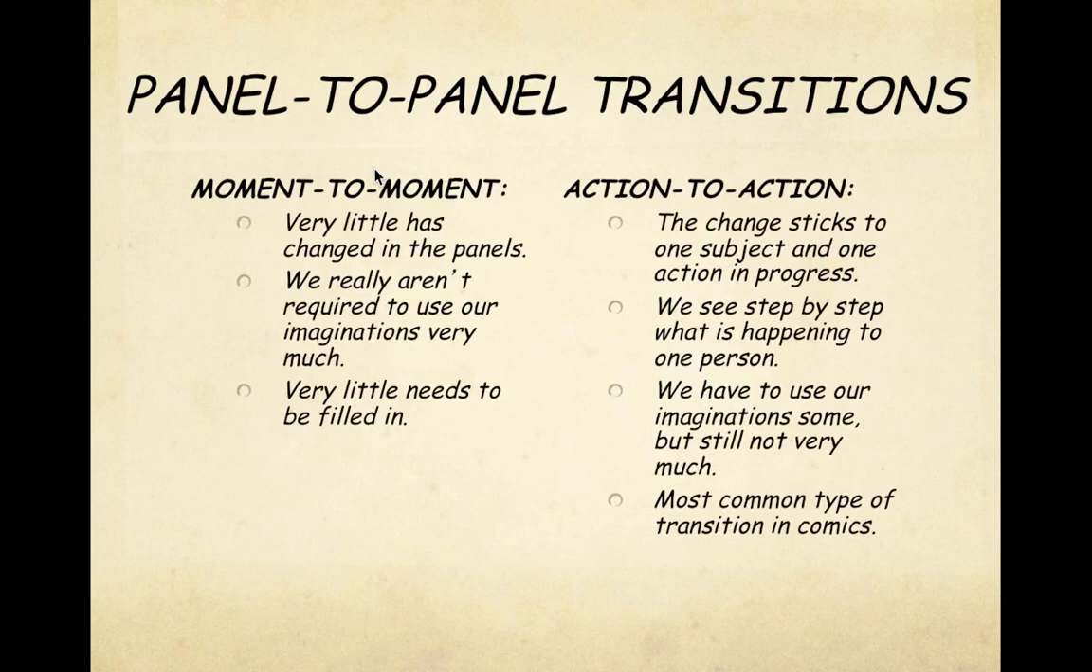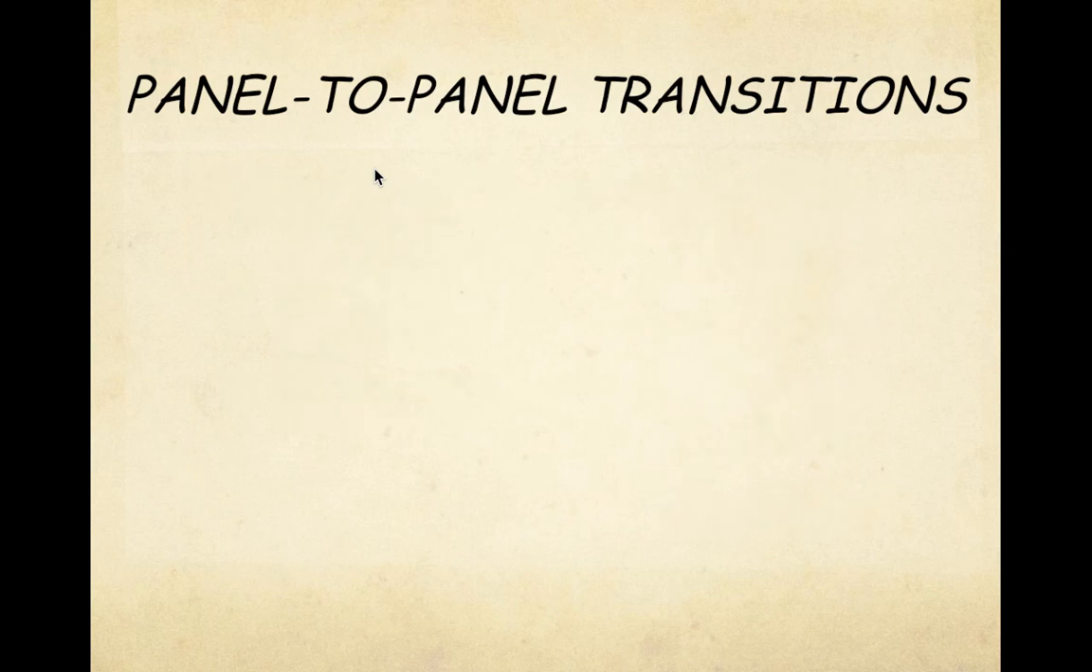Then there is what's called action-to-action. This change sticks to one subject and one action in progress. I think this one fits more to what's probably going on in that one with the guy with the axe. We see step-by-step what is happening to one person. We have to use our imaginations in some, but still not very much. It's the most common type of transition. So this one, again, doesn't quite fit that one. You could make a case for it.